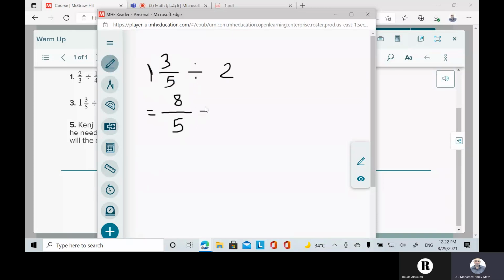Then here we have divide by 2. Now we have a fraction divided by a number. We use the same rule. The rule said keep, then change, then flip. So keep the first fraction, 8 over 5. Then change the operation. Then here we have to flip. Flip 2 means 1 over 2.